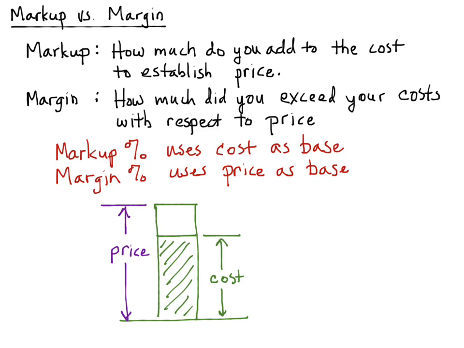So the markup, you use the cost as a base, because really you don't know the price. What you want to do with a markup is determine the price. What you want to do with a margin is figure out, starting from your price, what are your costs? And so when you walk into a store and you see prices, you wonder, how much is the owner making off of this? That's a question where you're asking, how much margin is there?